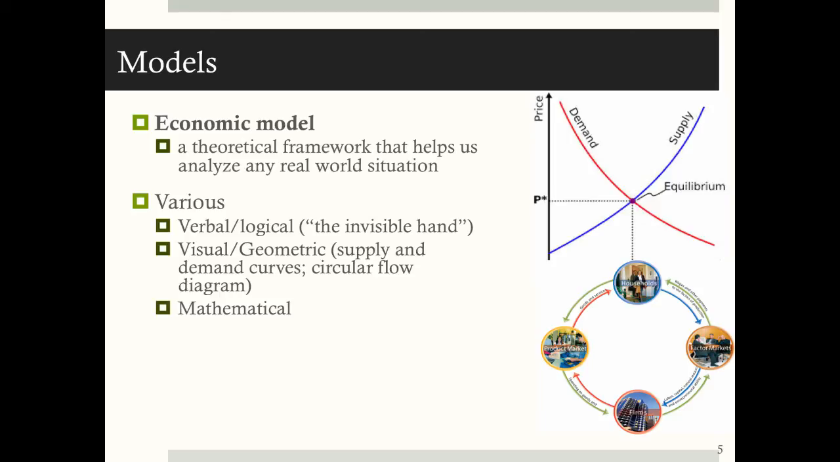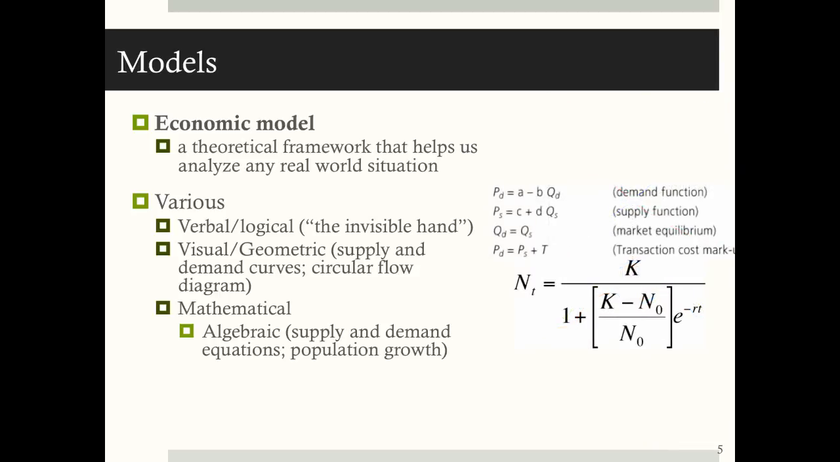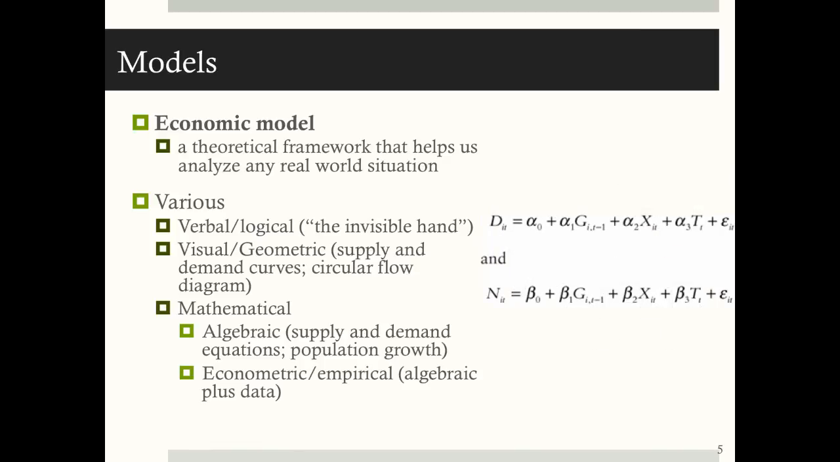Models can be mathematical, and mathematical models can take one of two forms. It can be algebraic. Algebraic models just make use of equations and symbols to explicitly show relationships between different variables. For example, supply and demand equations or population growth models. And another type of mathematical model is econometric or empirical models. And these are just algebraic models that account for data.